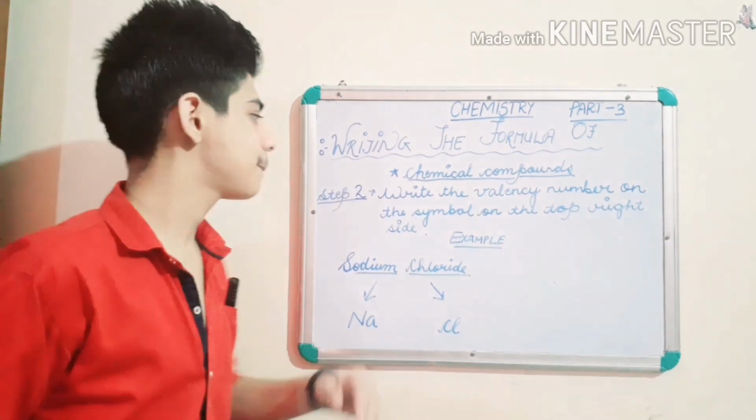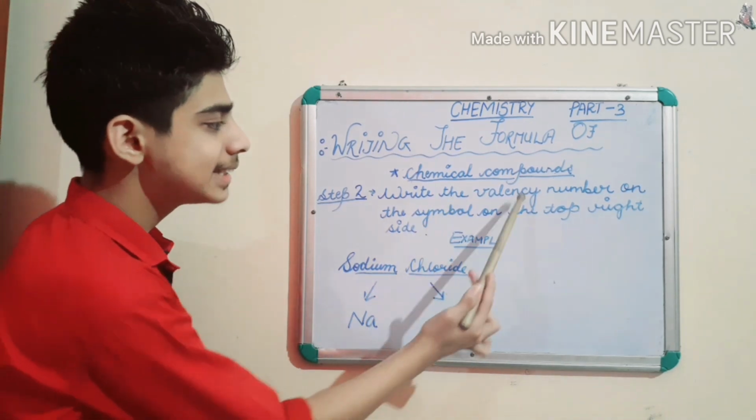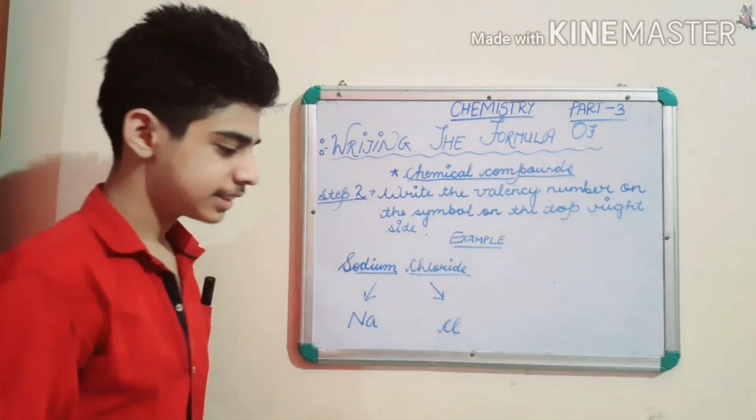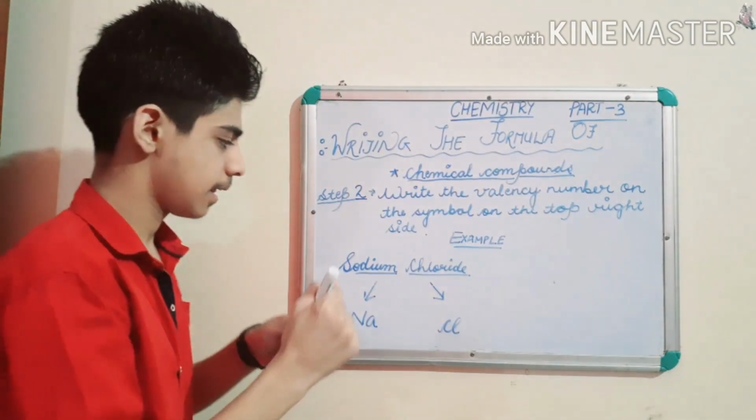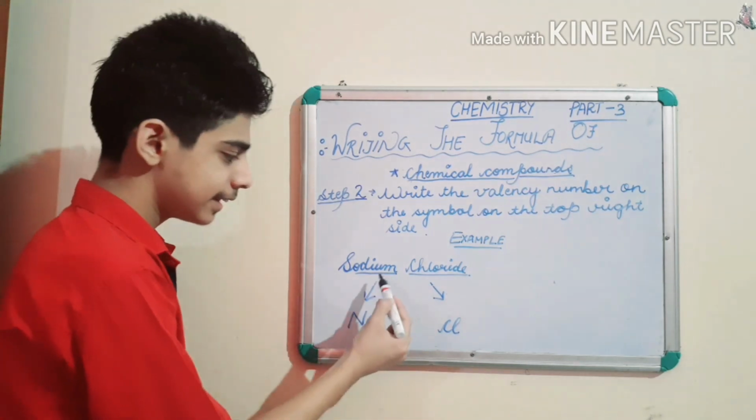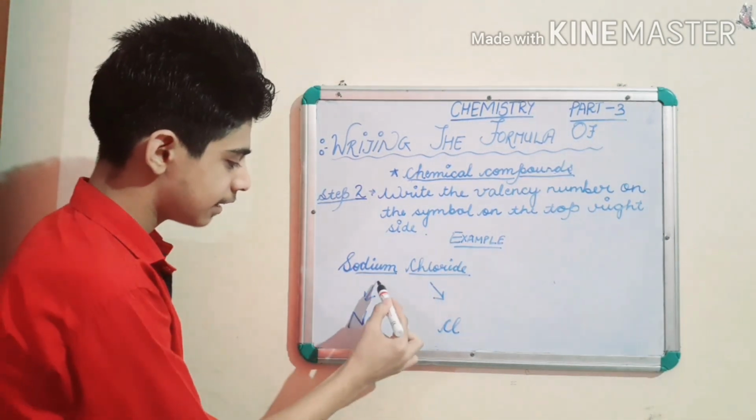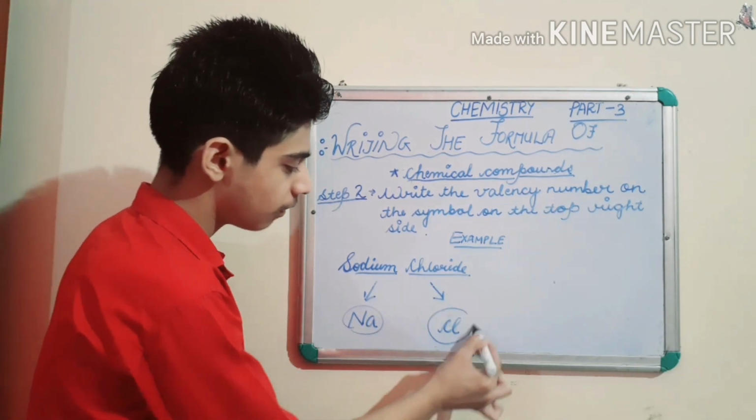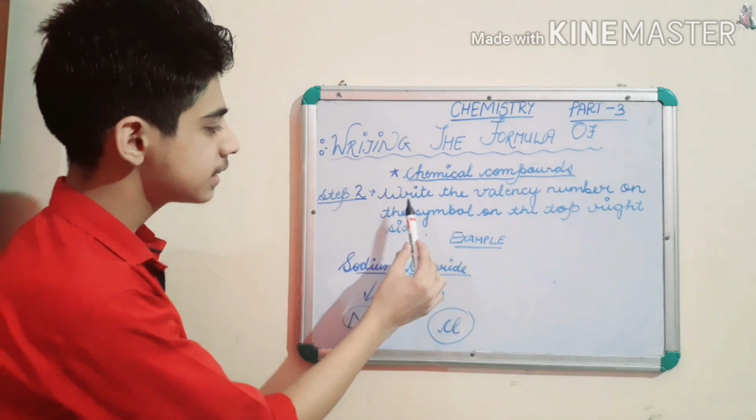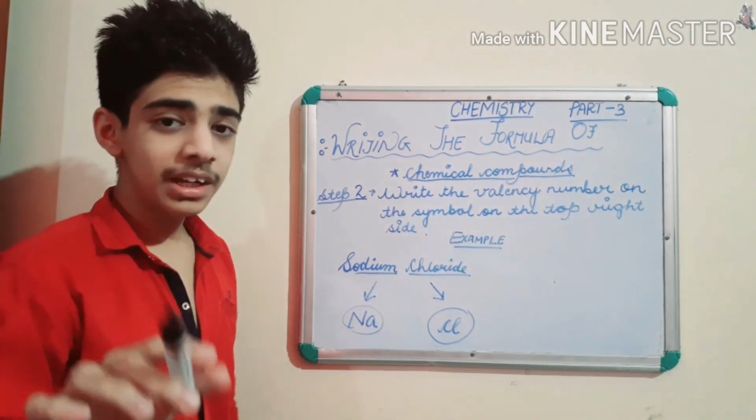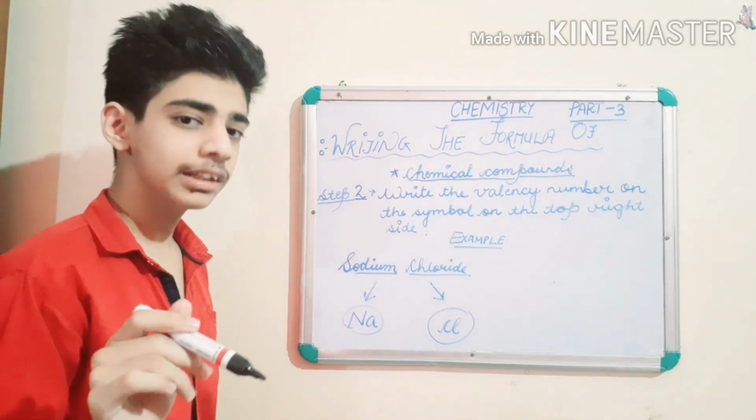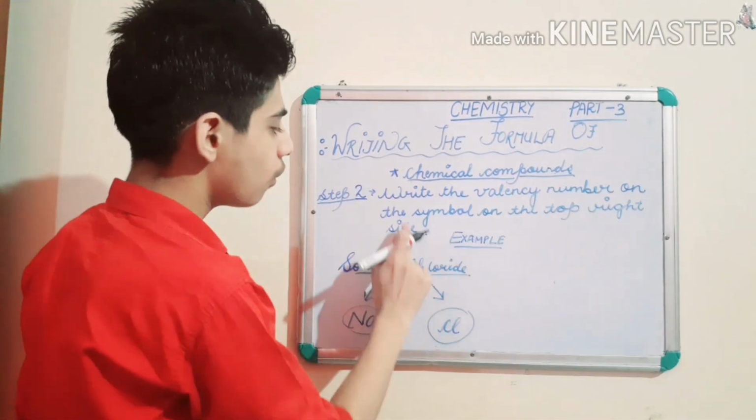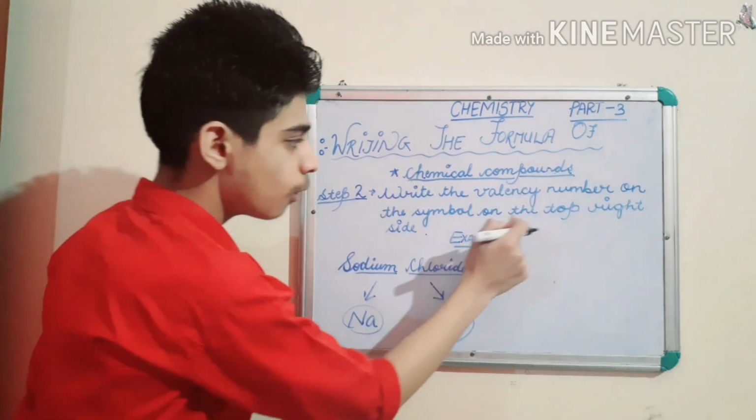Now the second step: write the valency number on the symbol on the top right side. See how. What we have taken in the first step is the sodium chloride compound, positive radical on the left side, negative radical on the right side. Now the second step says, write the valency. I have told you what valency is, and I hope you have learned the valency of some elements. So write the valency number on the symbol on the top right side.